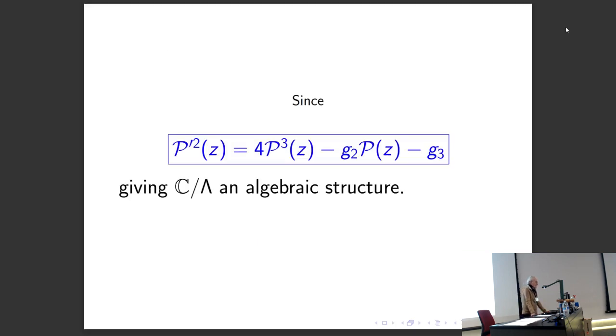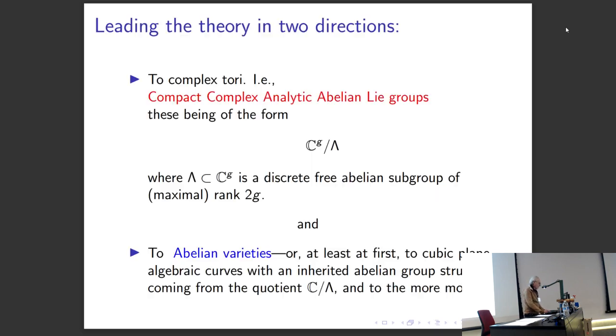Now, that's true because of the relationship between the Weierstrass P function and its derivative, this boxed equation there, the format of equations for elliptic curves. And it does this absolutely amazing structure. It gives this quotient, C mod Lambda, which is born as a complex Lie group, an algebraic structure. That leads the theory in two directions, to complex tori.